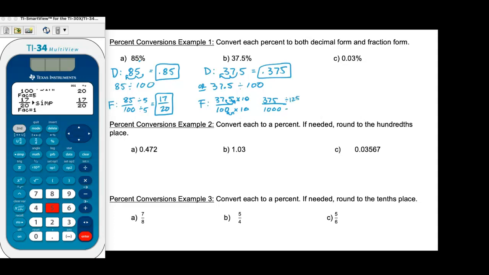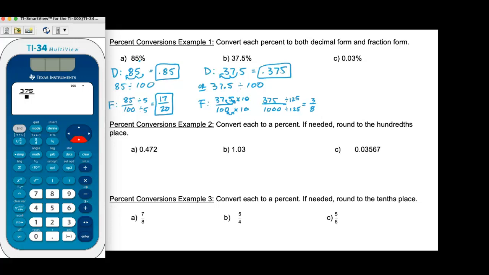The greatest common factor of these two numbers is 125. If you divide both by 125, you end up getting 3/8. But maybe you're not fast with numeracy and you don't know that 125 is the greatest common factor. So we can use our TI-34 or the graphing calculator. Remember, in the graphing calculator, you're just going to divide those two and press math, enter, enter.